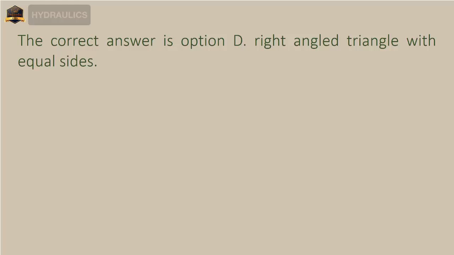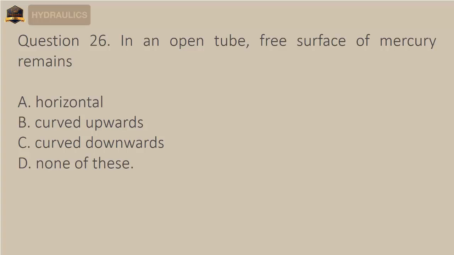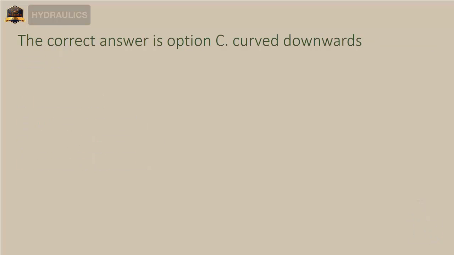Question 26. In an open tube, free surface of mercury remains A. Horizontal. B. Curved upwards. C. Curved downwards. D. None of these. The correct answer is option C, curved downwards.